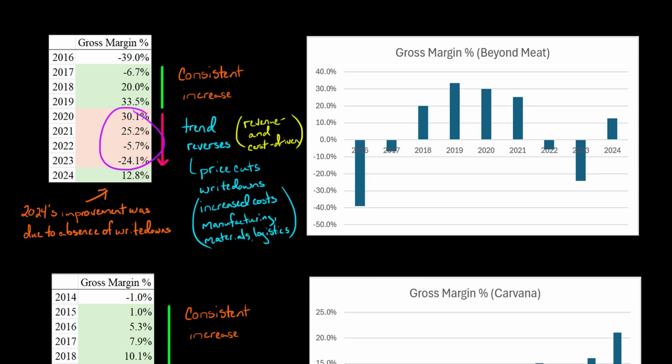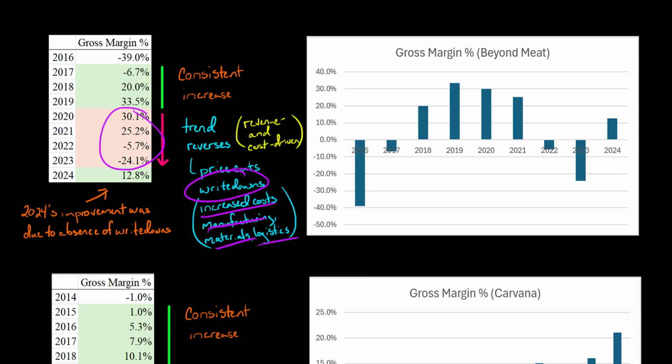Number one, they had to do price cuts. Why? More competition, right, for these faux meat alternatives. So more competition led to them cutting price. Also, they had to write off a lot of inventory. They even had some equipment used in the handling process that ended up getting written off and going through COGS. Increased costs of manufacturing, materials, logistics.